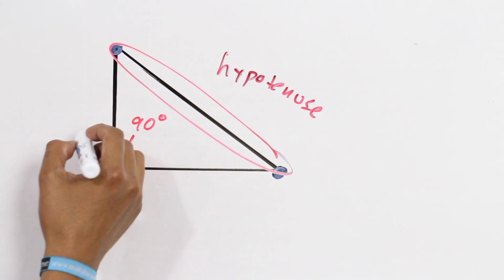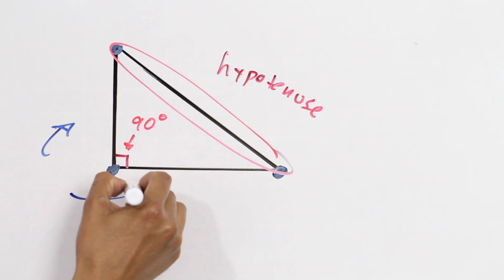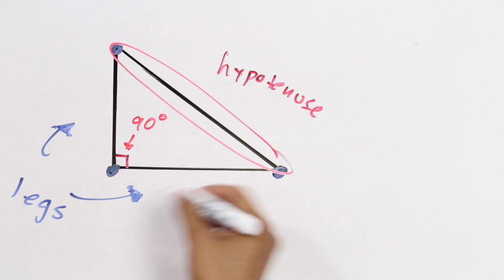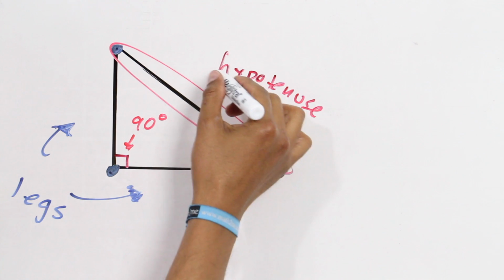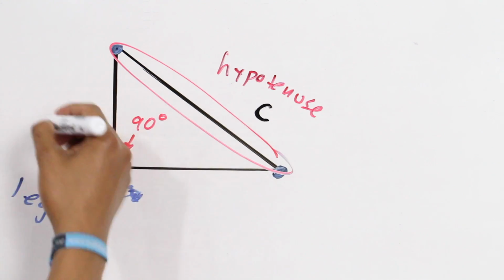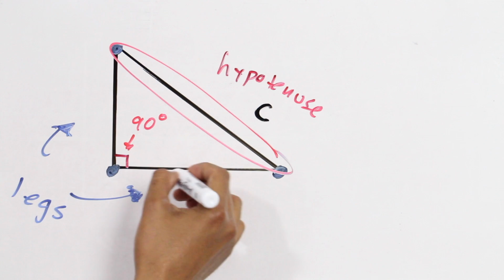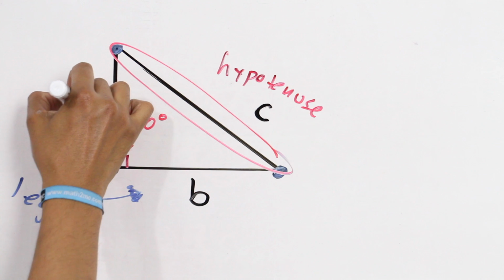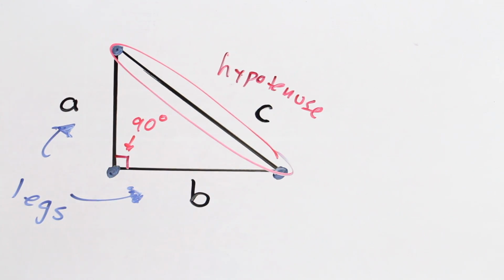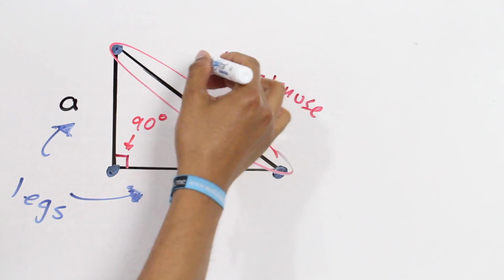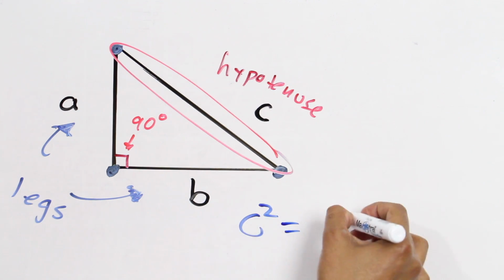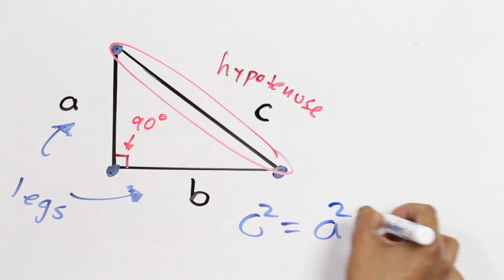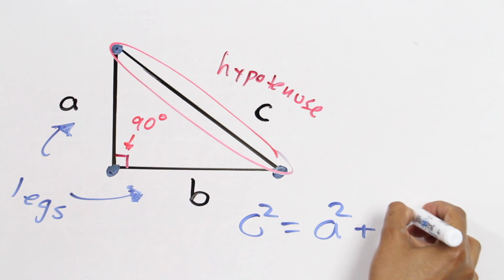And the other two sides are named legs. After knowing all this, we are ready to use the Pythagorean theorem. We normally use the variable c as the hypotenuse and variables a and b as legs. It doesn't matter the order that you put the variables. For example, here we can put b and here the a. And the Pythagorean theorem always starts with the hypotenuse squared equals any of the legs, for example a, then squared, plus the other leg, that is b squared.